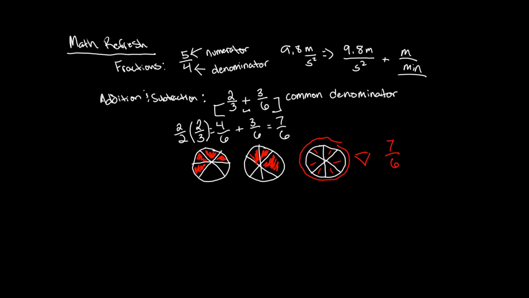Now, let's talk about multiplication and division. And the key thing here is that multiplication and division go hand in hand as far as fractions are concerned. When we have 2 fractions, let's say we have 2/3, and we want to multiply this by 3/6, we simply multiply straight across. We get 6 over 18.